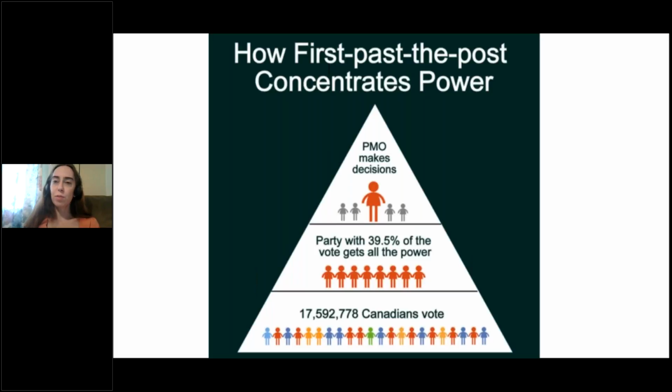So proportional representation means, when you have 2 or 3 parties at the top, it's a lot harder to do that kind of stuff because you have more eyes on what's going on.